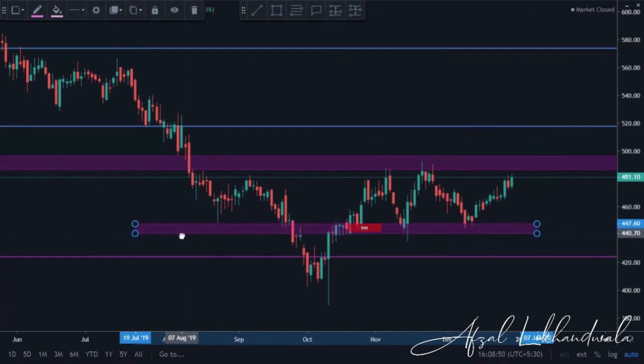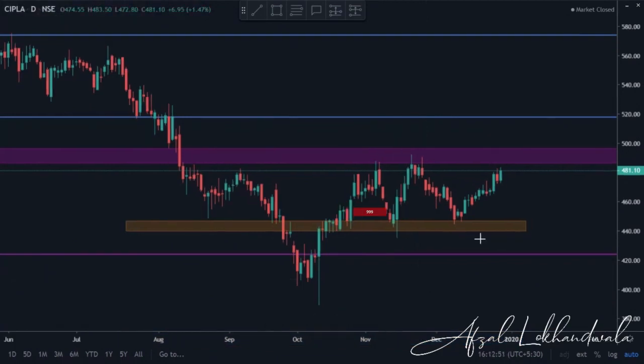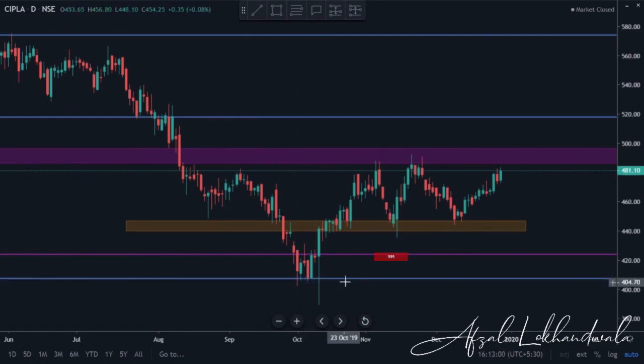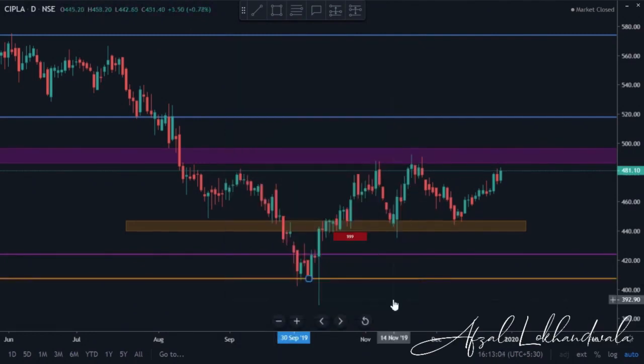This is a good area. We will change the template to the daily template. Now do we see any other areas? Yes, we see the swing low, the lowest point. We can mark this as the daily support. Double click, change the template to daily, hit OK.